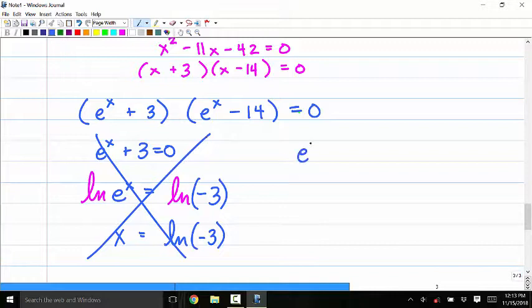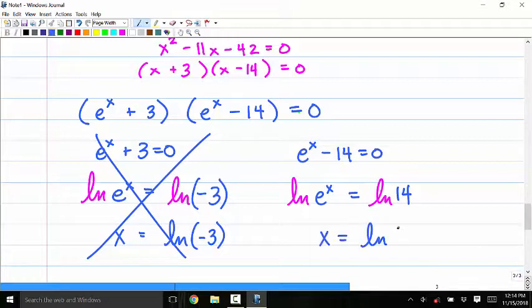Okay, what if the other factor, e to the x minus 14 equals 0? E to the x equals 14. Take the natural log of both sides, and x will equal natural log of 14. Is that okay? Yep, that's perfectly fine. You're a happy camper. Question 9 is very, very similar. Now let's go to question 10.